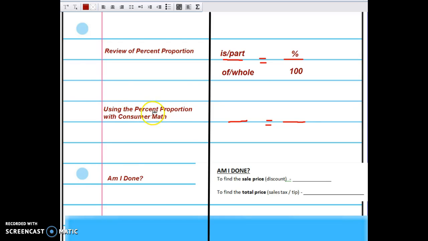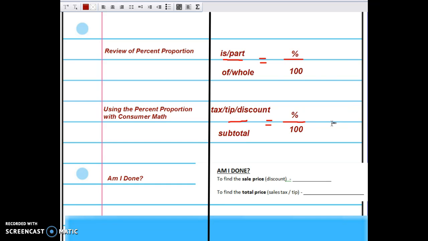Okay, so using the percent proportion. The is in these examples would represent the amount of tax, tip, or the discount amount. So that's the amount that we'd be changing the subtotal by. So the subtotal is the amount of something before they add on tax, tip, or a discount. And that's equal to percent over 100.